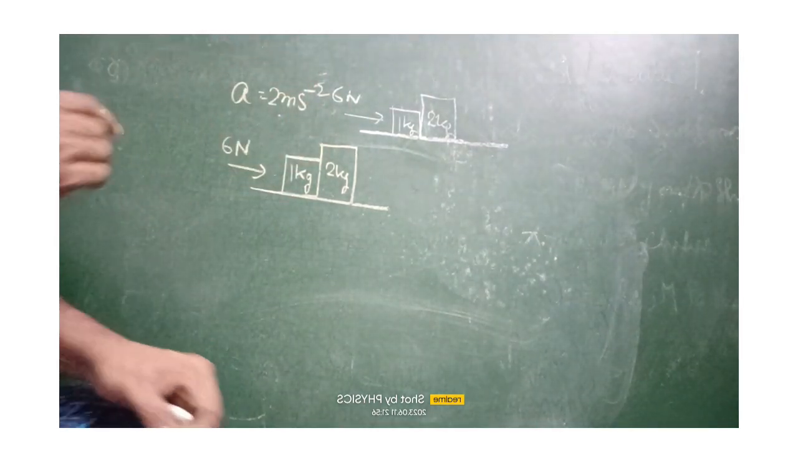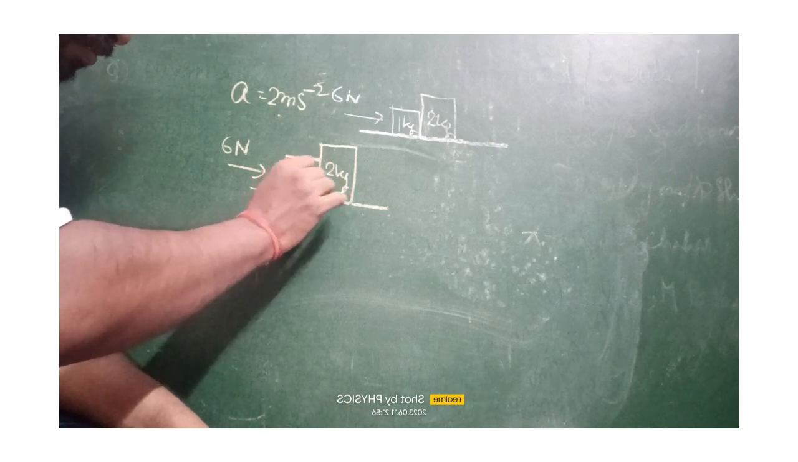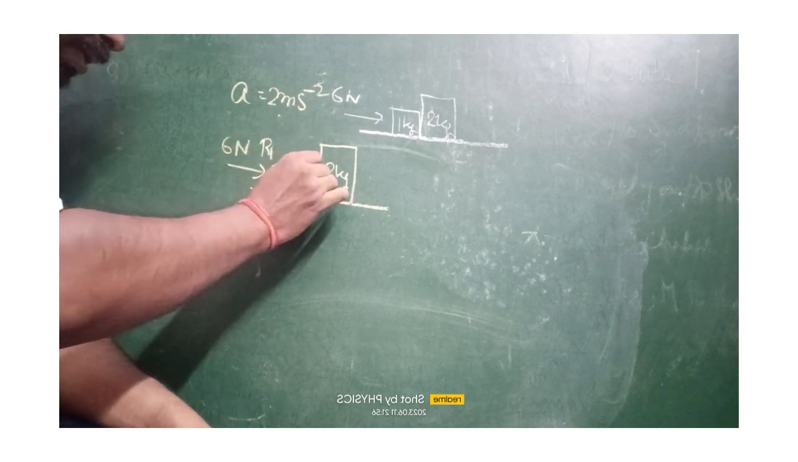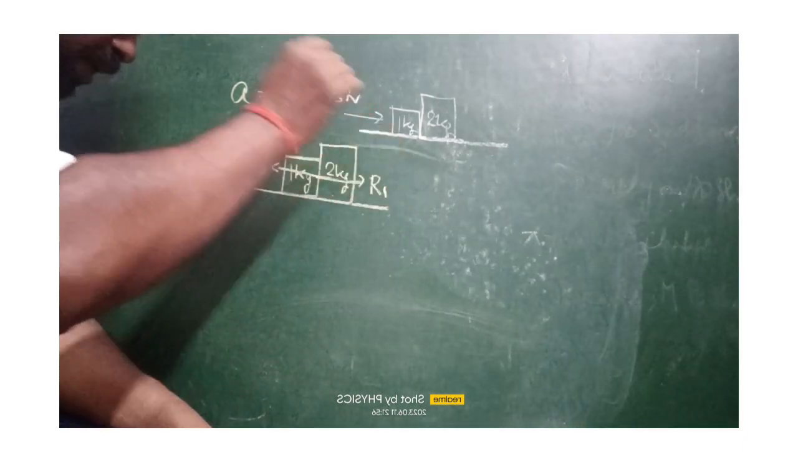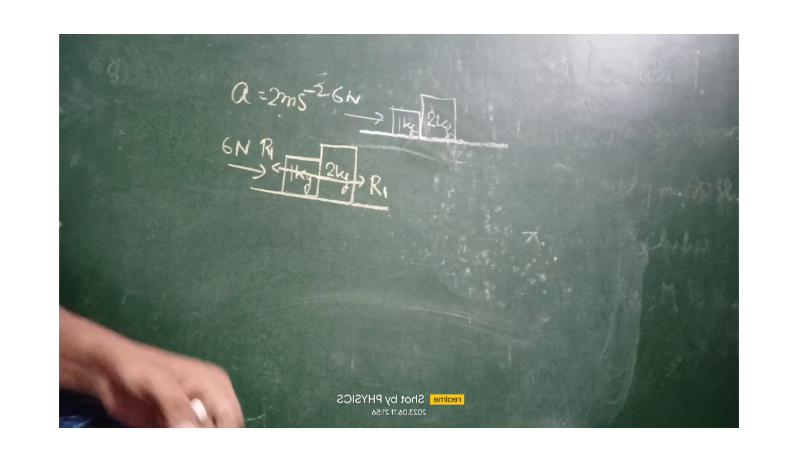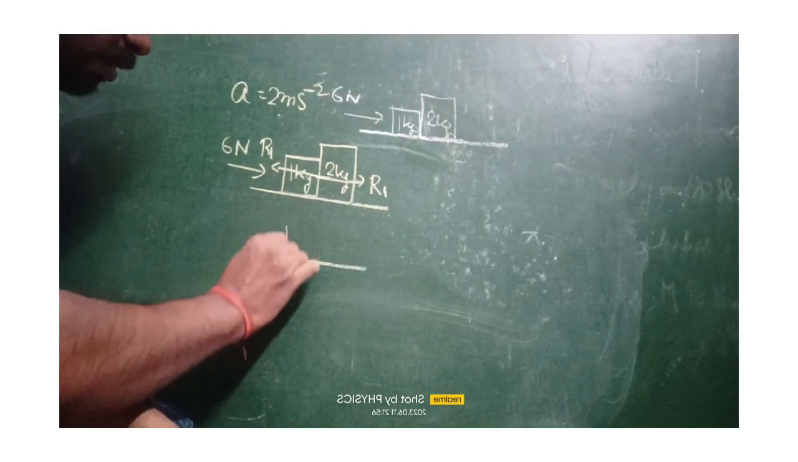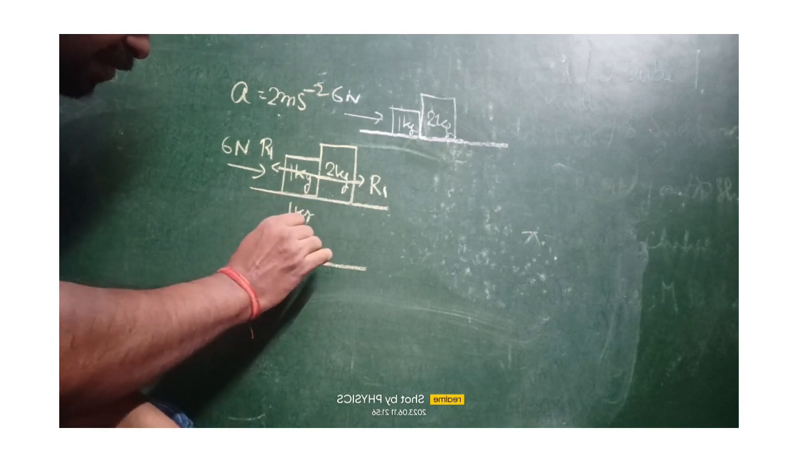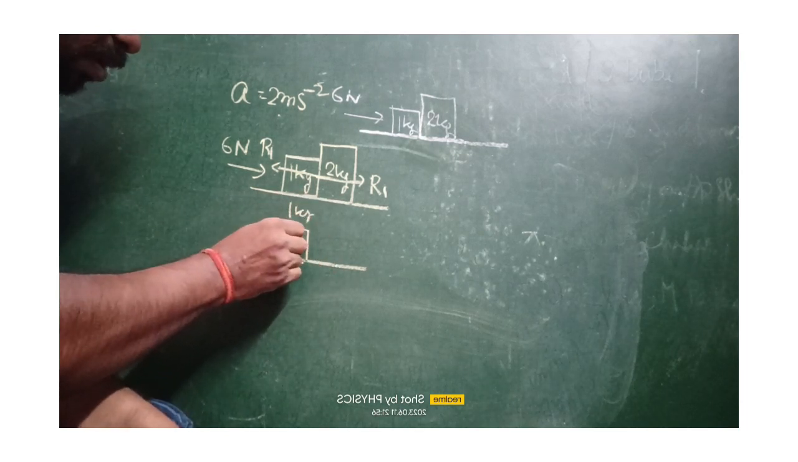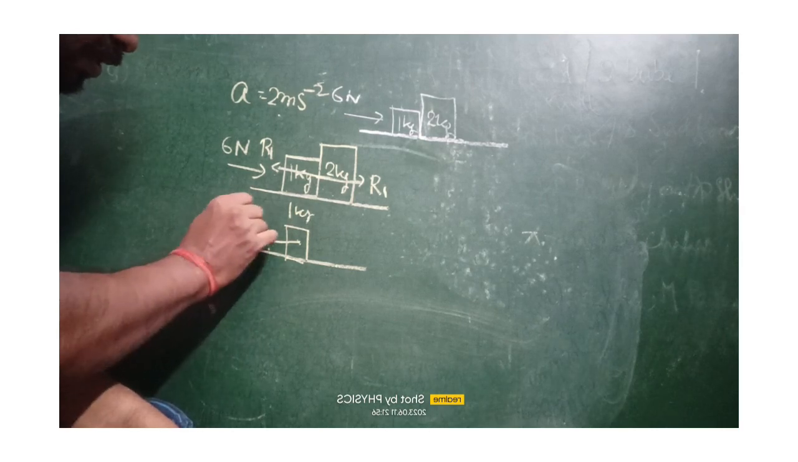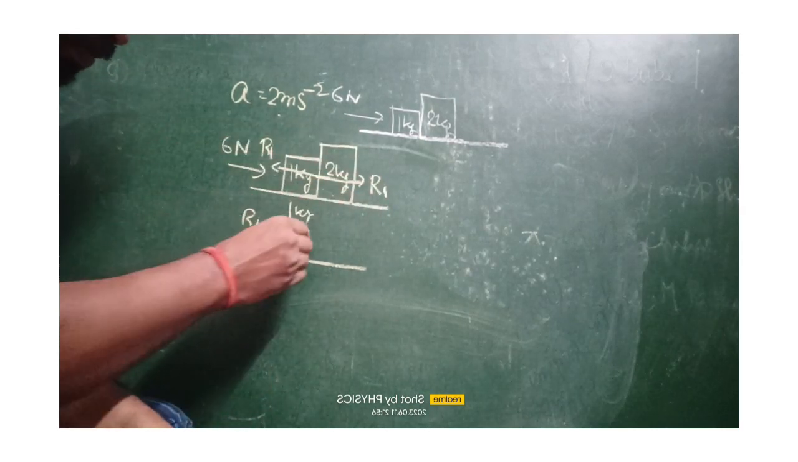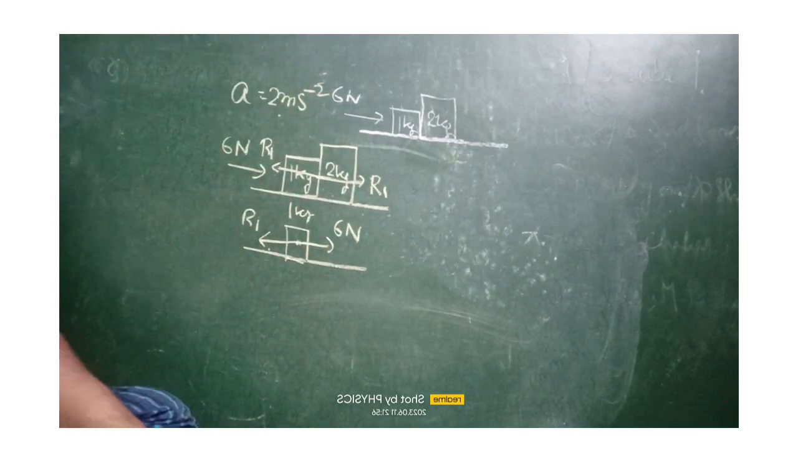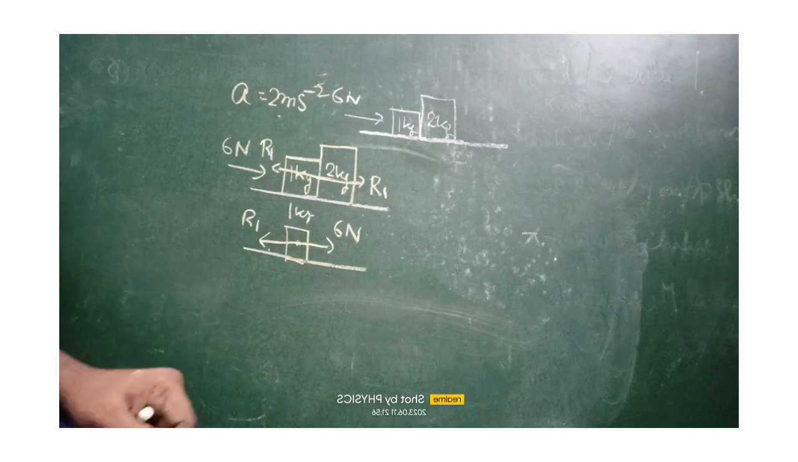Now the reactional force acting between them. Here the reactional force is R1. Now considering the first block, that is 1 kg, a reactional force of R1 due to the block 2, and the force is 6 Newton. Okay, and the block is moving in that direction.